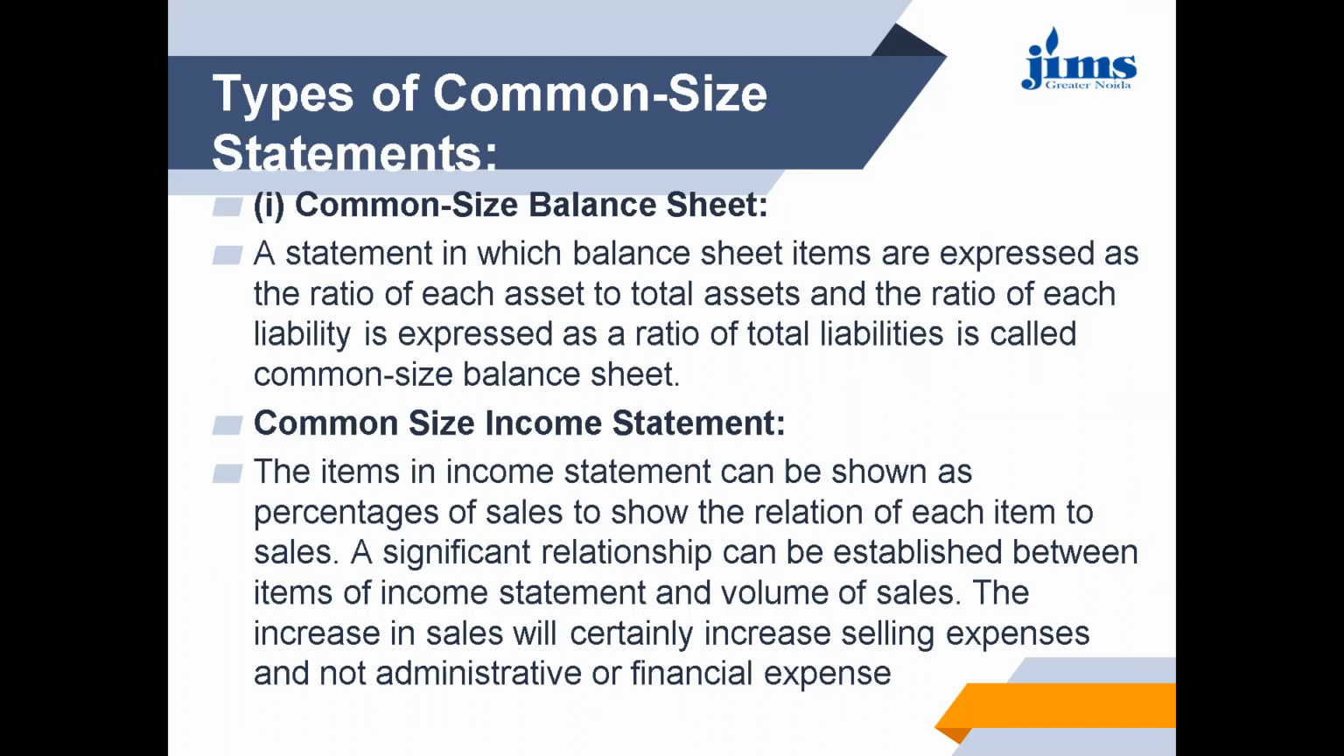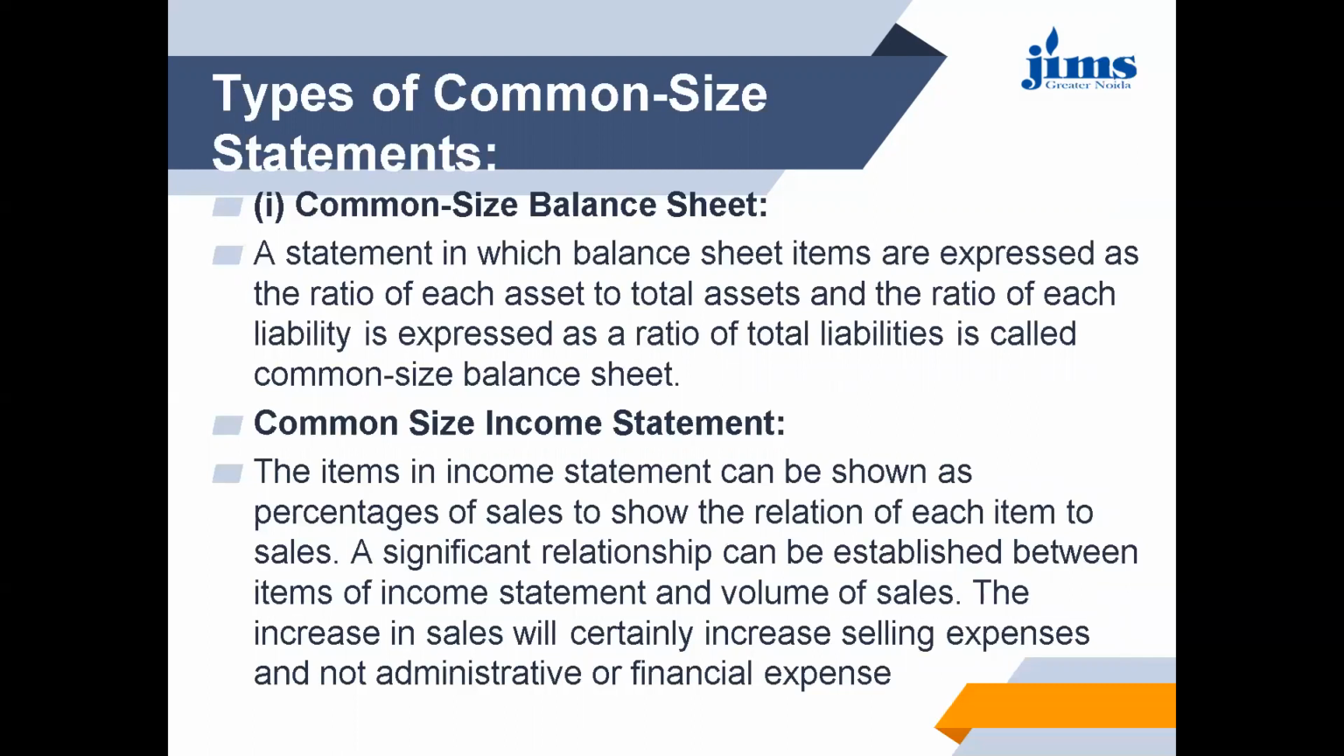So basically, there are two types of common size statements. One is the common size income statement. The items in the income statement can be shown as a percentage of sales to show the relation of each item to sales. A significant relationship can be established between items of the income statement and the volume of sales. An increase in sales will certainly increase selling expenses, and not administrative or financial expenses.